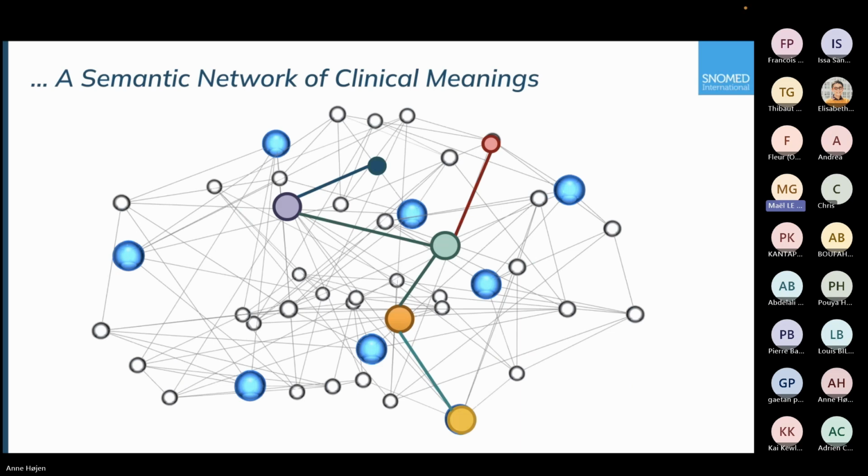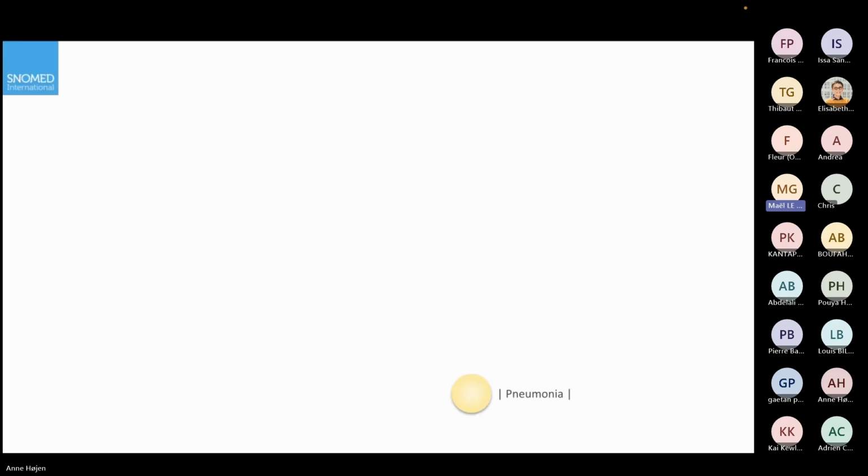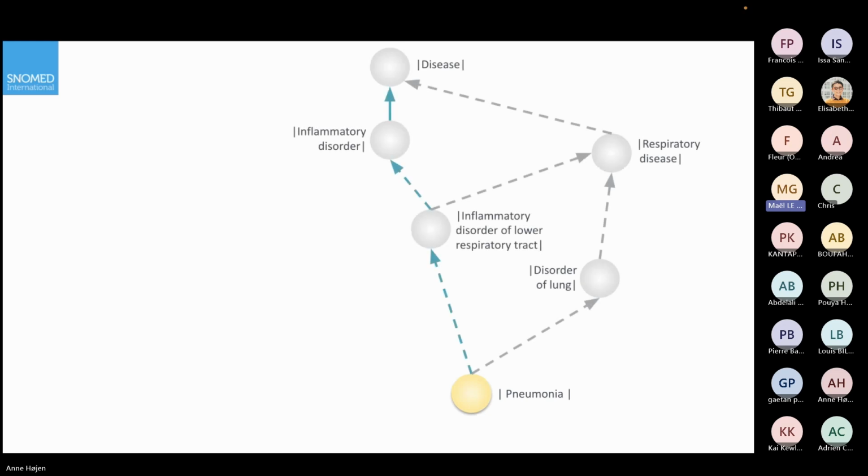We have spoken about the semantic network and how SNOMED CT is one of these. But let's now see how this semantic network is useful for querying. And you already know about this from the session before lunch. But let's look at the different types of queries that are possible.